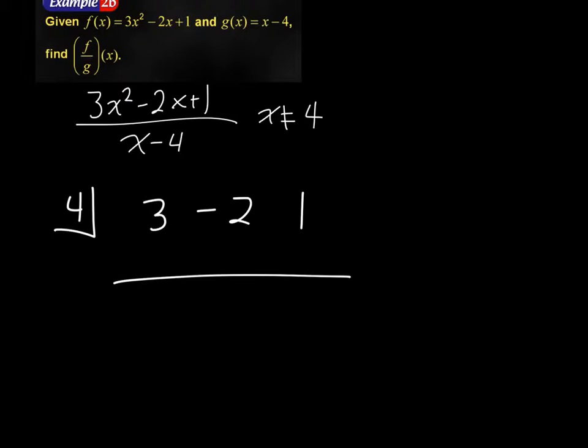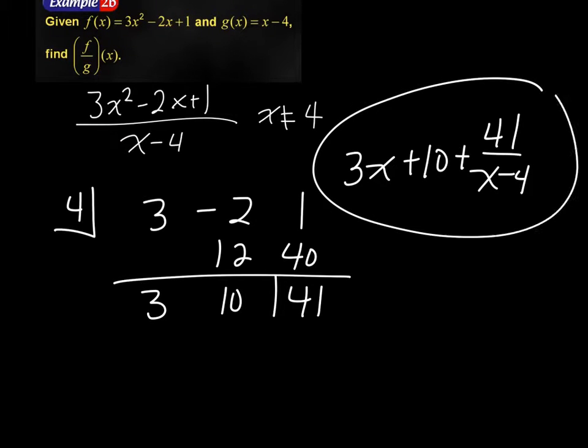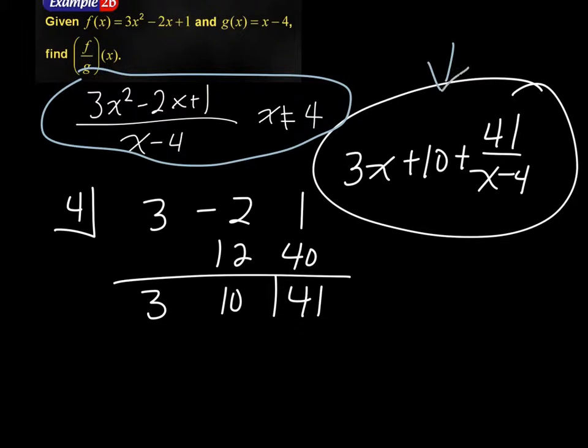We could go the extra mile and divide that out. So we'd have, bring down our 3, multiply 3 times 4 is 12, and we get 10. 4 times 10 is 40, so we get a remainder of 41. So we'd have 3x plus 10 plus 41 over x minus 4. There's a little dichotomy in the book. In the example in the book, they stop there. In the back of the book, in the problem sets, they go ahead and divide it out.